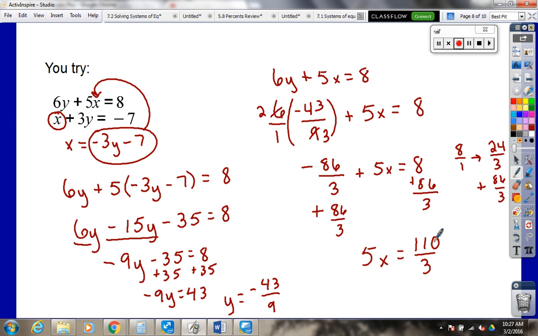Okay, now we're going to divide both sides by 5. When we divide by 5, that's the same as multiplying by 1/5. So it'll be a little helpful there. So we get x equals, how many times does 5 go into 110? 22 times. So we end up with x equals 22 thirds, which is correct. We won't check it because we're kind of out of space.